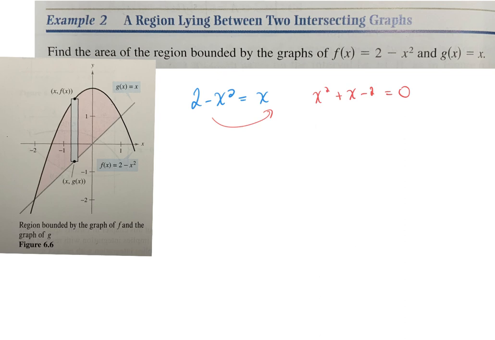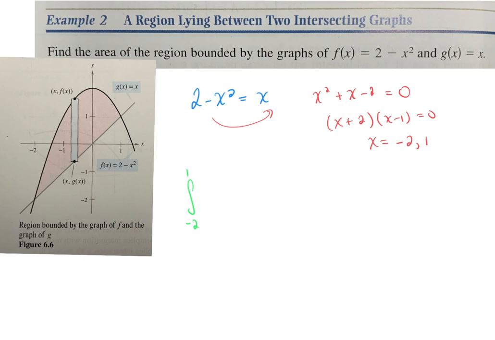All right, so really easy factoring here. My factoring is x plus 2, x minus 1 equals 0, meaning that the two places where these are going to cross are at x equals negative 2 and positive 1. That is my a and b. That's how I solve for a and b. So now that I have my a and b, negative 2 and positive 1, I still need to figure out which is on top and which is on bottom.